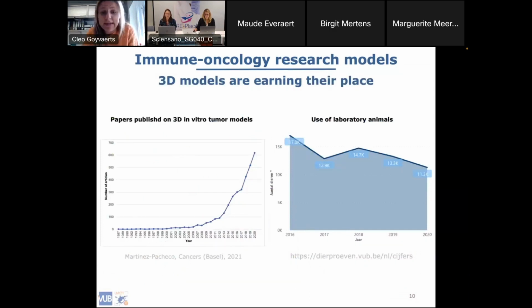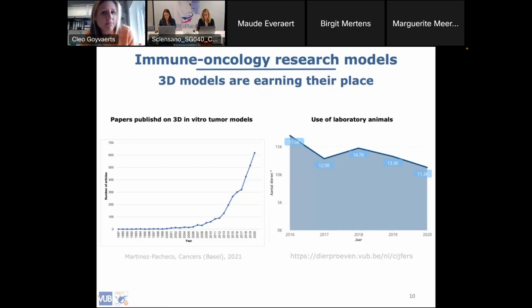And to give you an idea, in the past 10 years, quite a lot of progress has been made on the use and the design of three-dimensional in vitro tumor models. If you look at that, when in 2006, there was almost no publications, and today we have quite a number of publications. It's a vastly steep increase. I don't say that it's completely linked to that. There are, of course, different reasons why the use of laboratory animals went down, also in Belgium, as these are the numbers from VUB specifically. But we clearly also see that there's a decrease in the use of laboratory animals.